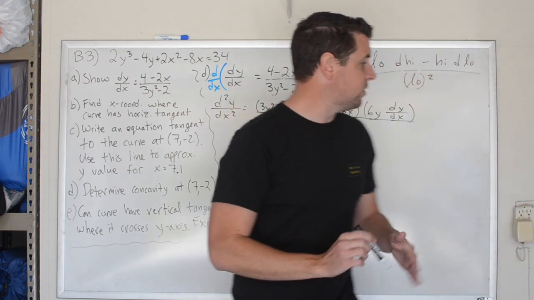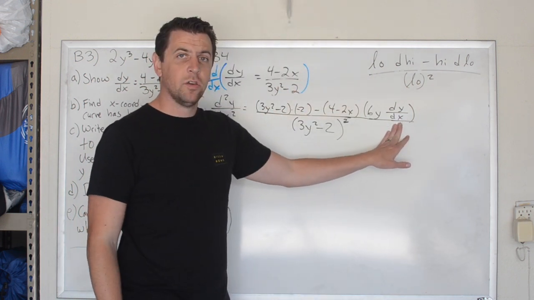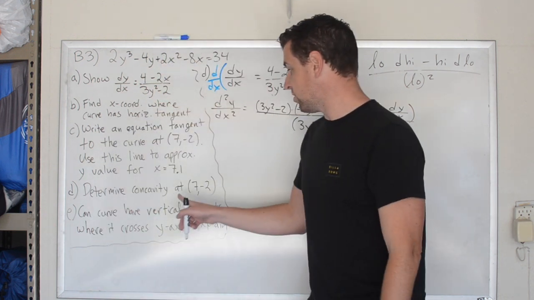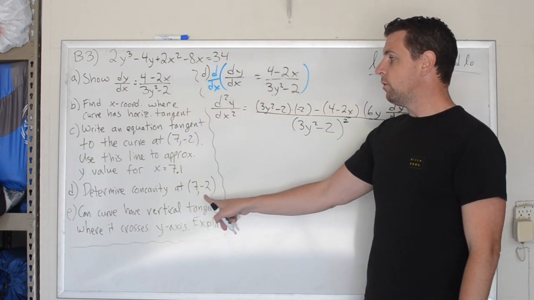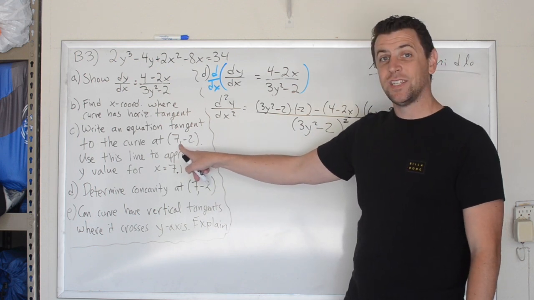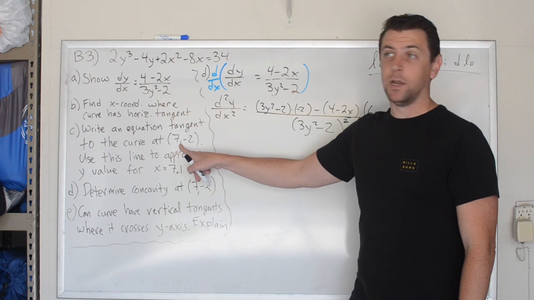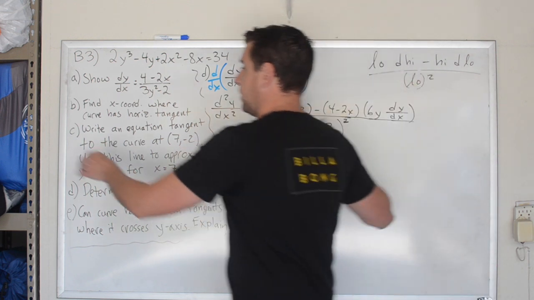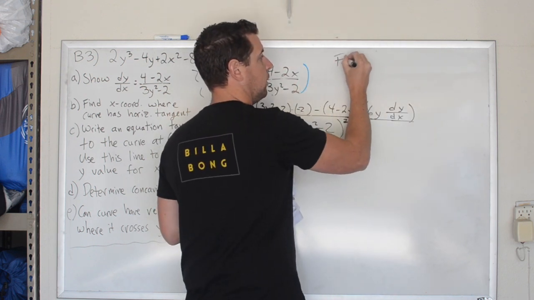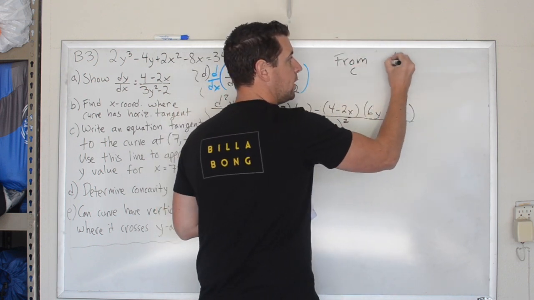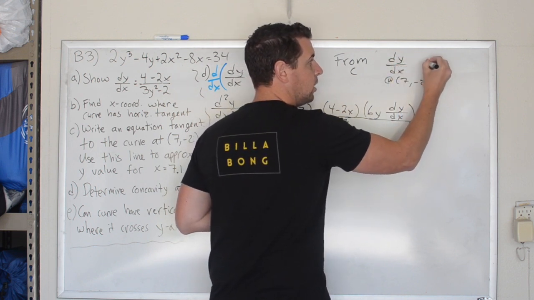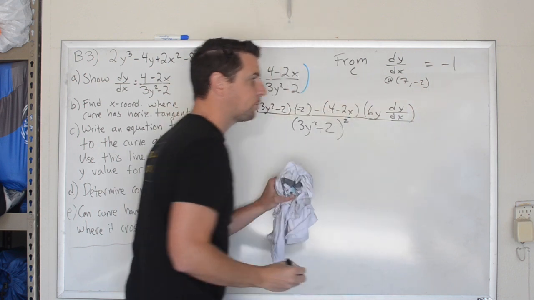And then for this piece, dy/dx, well, that's dy/dx at (7, -2), meaning that's the slope at (7, -2). If you remember, we already found the slope at (7, -2) in part C, and we got that to be -1. So remember, I'm going to erase this up here, that from C, earlier in the video, dy/dx at (7, -2) was equal to -1.